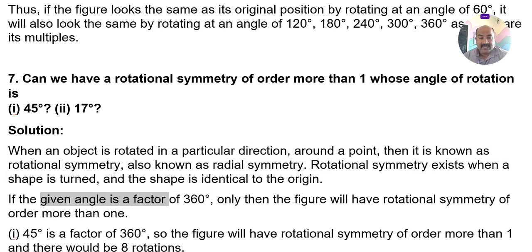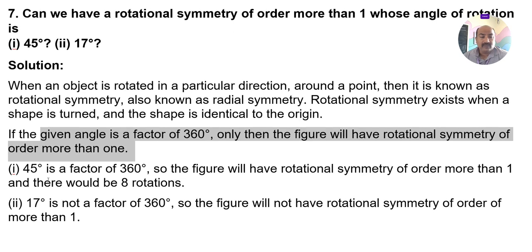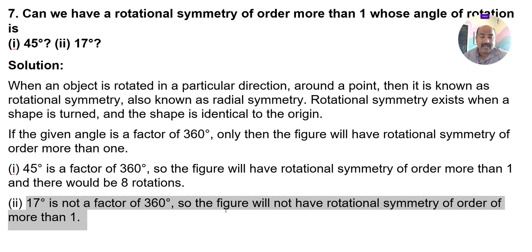If the given angle is a factor of 360 degrees, only then the figure will have rotational symmetry of order more than one. First one, 45 degrees is a factor of 360. So the figure will have rotational symmetry of order more than one, and there would be 8 rotations. Second one, 17 degrees is not a factor of 360 degrees. So the figure will not have rotational symmetry of order more than 1.